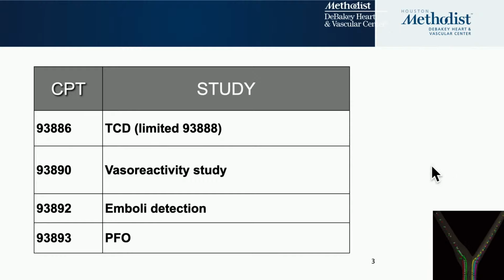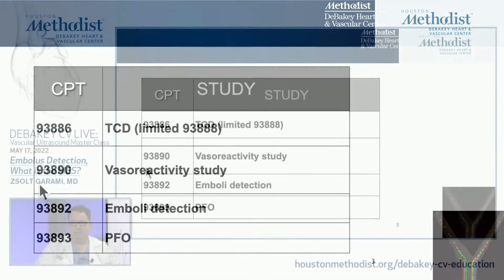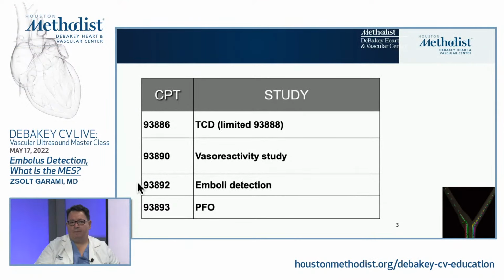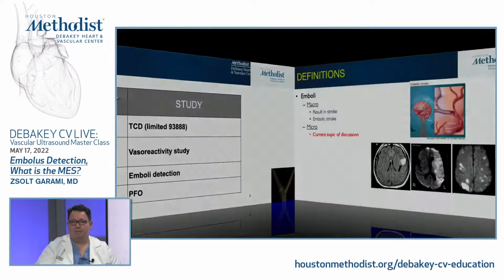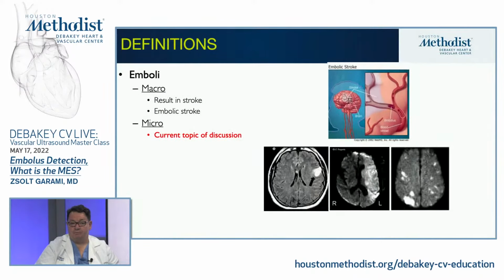What I wanted to talk about today, a little bit more, again, is the TCD diagnostic code, the 93892. This is covering the emboli detection. So bilateral MCA recording, bilateral PCA recording. The vessel target is not named in the code, but the bilateral monitoring will be encouraged. So the definition. So size, macroembolus, we talk about 200 micron and more.